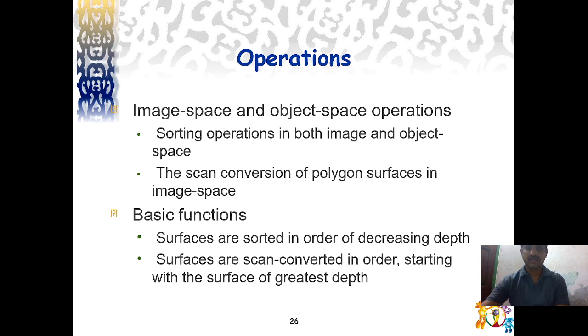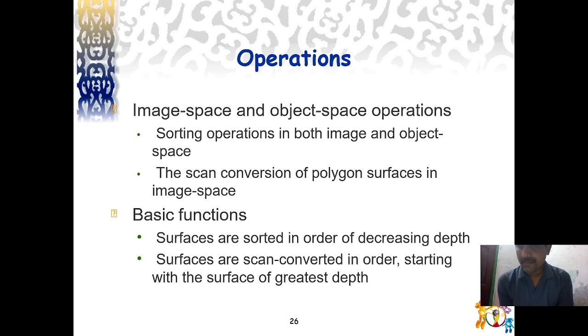That is, surfaces are sorted in order of decreasing depth, and surfaces are scan converted in order, starting with the surface of the greatest depth. So these are the main two functions in depth sorting. The first one is surfaces are sorted in order of decreasing depth. Surfaces are scan converted in order starting with the surface of greatest depth. Based upon these two main functions we have to implement it.